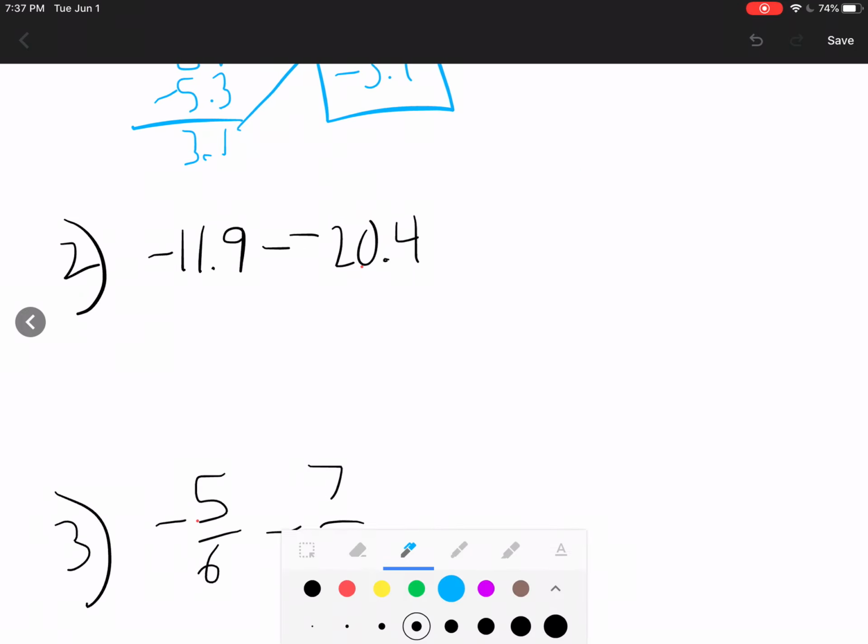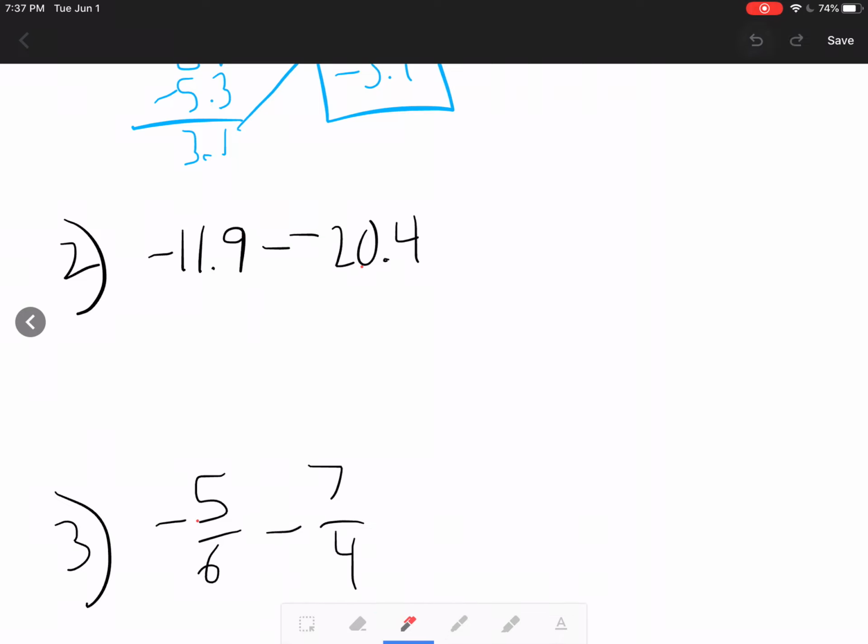Let's look at this one. Now, before we get into this one, what I want to do is address this. Back-to-back negatives means that we're going to actually turn this into a plus sign. So I'm looking at negative 11.9 plus 20.4. So make sure you take care of this before you do anything else. This is essentially like cleaning it up. Now again, first of all, we're going to have positive or negative. I'm going to have a positive number. 20 is larger than negative 12-ish, so it's going to be positive.